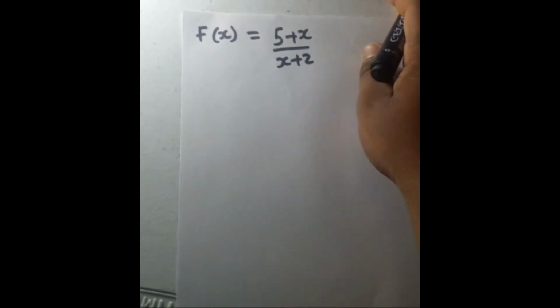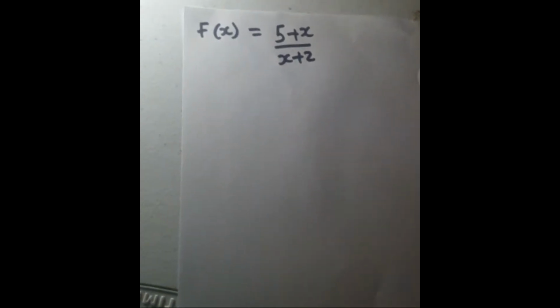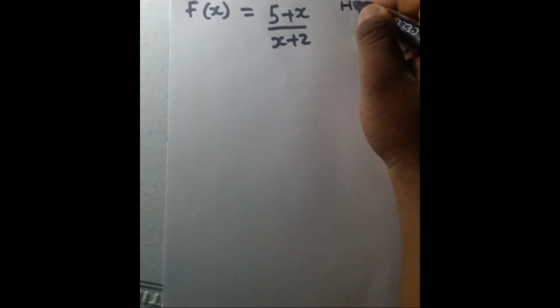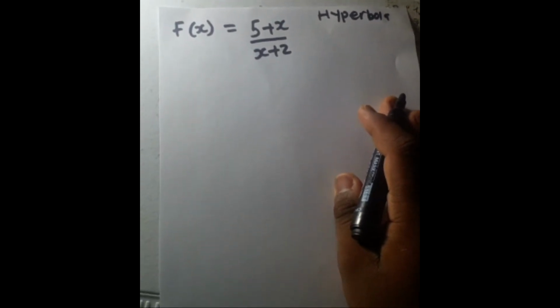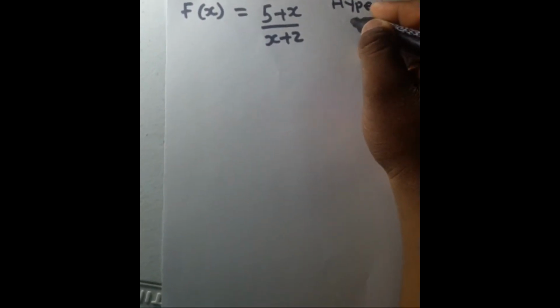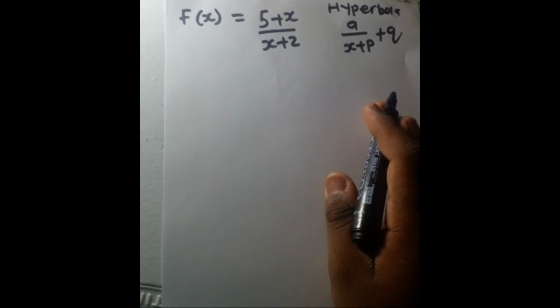And then the first question can be like, rewrite this in the form of blah blah blah, or they can just start by answering their own things. So basically, this is for what? Hyperbola graph. Is it fine? So now you have to write this in the form of a over x plus p plus q. Now where do you start?